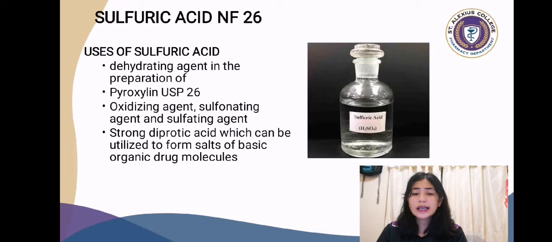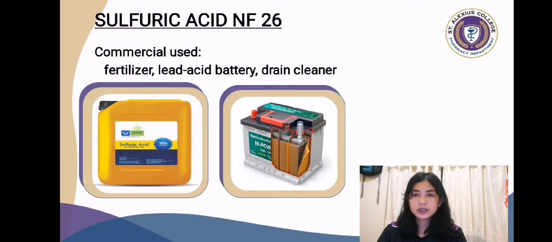So sulfuric acid is used as a dehydrating agent in the preparation of pyroxylin USP 26, and as an oxidizing agent, sulfonating or sulfating agent. Also, because it is a strong diprotic acid, it is utilized to form salts of basic organic drug molecules. Some commercial examples of sulfuric acid are fertilizer, lead acid battery, and drain cleaner.